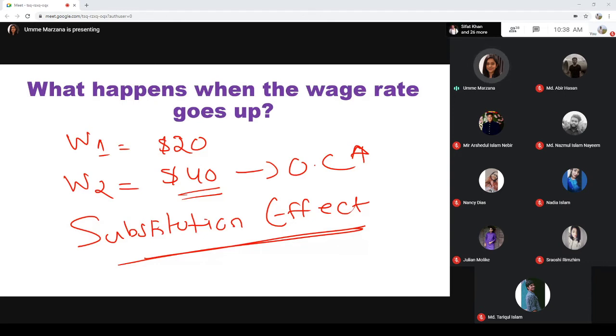Because instead of working those hours, you are spending that time on leisure activities, like going on vacations, going out to eat. Because leisure is a normal good, your demand for that normal good rises due to an increase in the wage rate, due to an increase in the income you have.